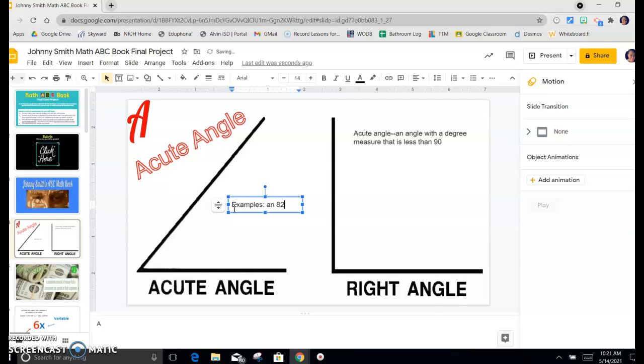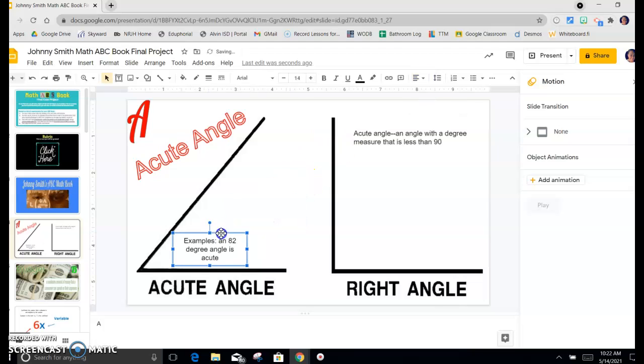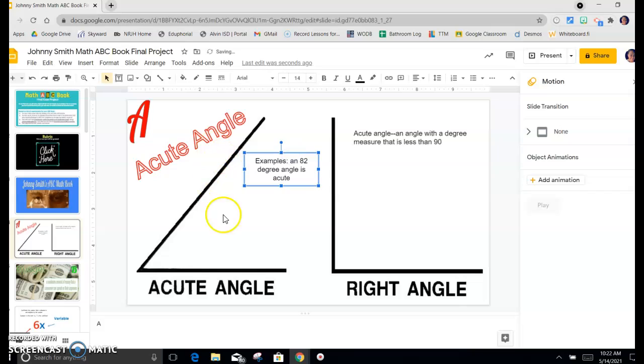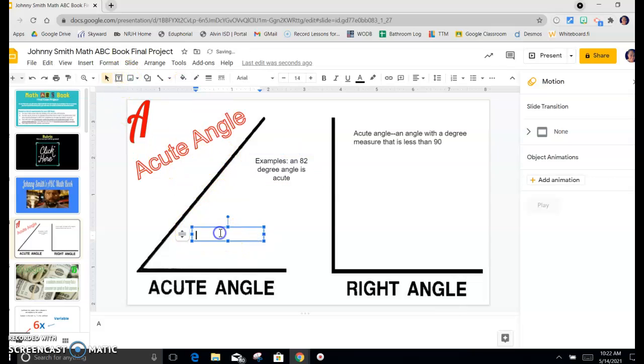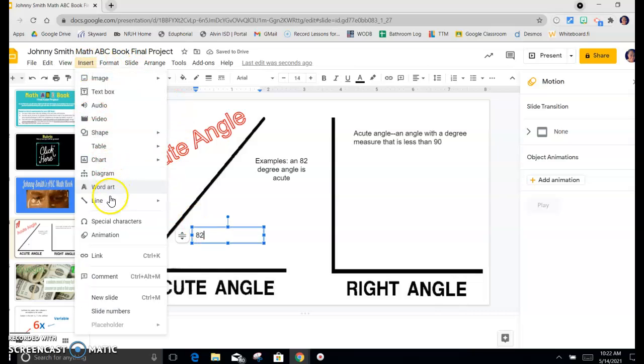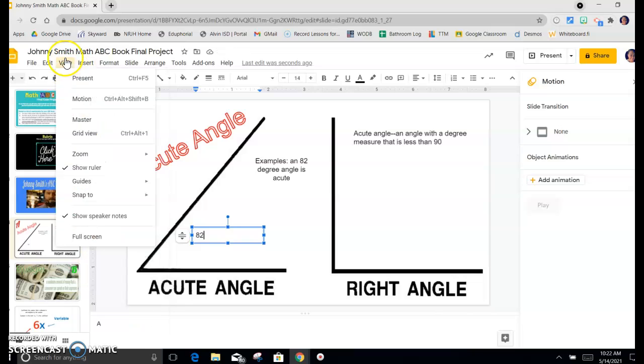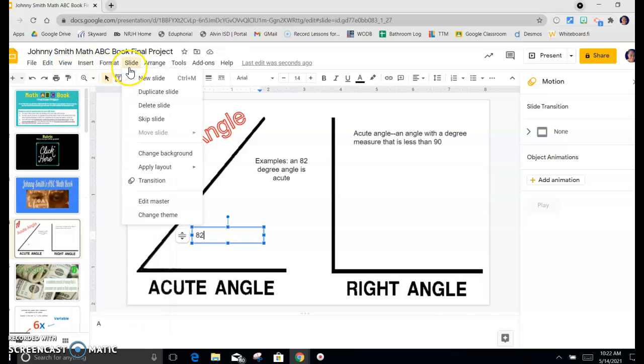an 82-degree angle is acute. Put it centered and then put it over here, or you can even do something better and include the text box. 82 degrees. I wonder if there's a way for us to insert the degree symbol. Can I insert equations and square roots and stuff? How do I do that?